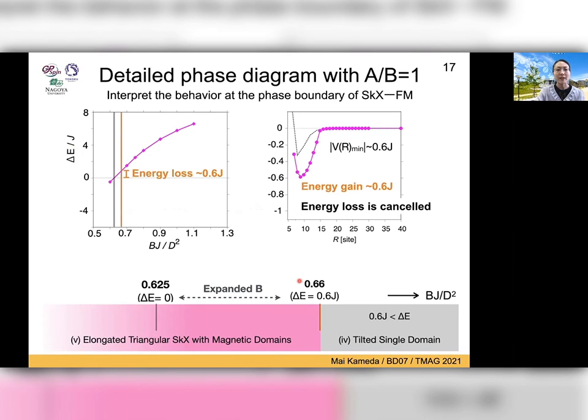If we look carefully at delta E, it is 0.6J, which is the same as that of the attractive interaction. This new boundary corresponds to the magnetic field at which the energy loss of delta E balances with the energy gain from the attractive interaction. So the SKX in the phase diagram can be divided into two regions. One is the conventional case due to negative delta E, and the other is the new mechanism due to attractive interaction.